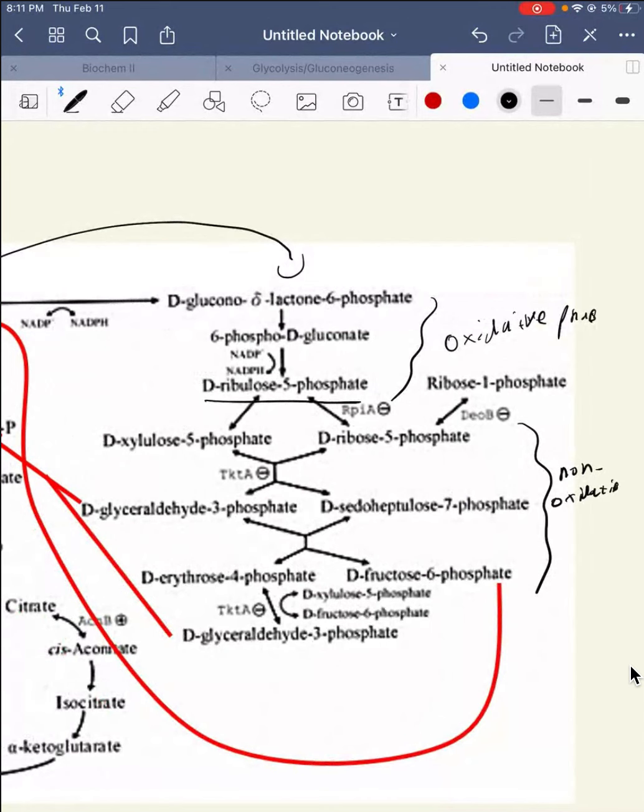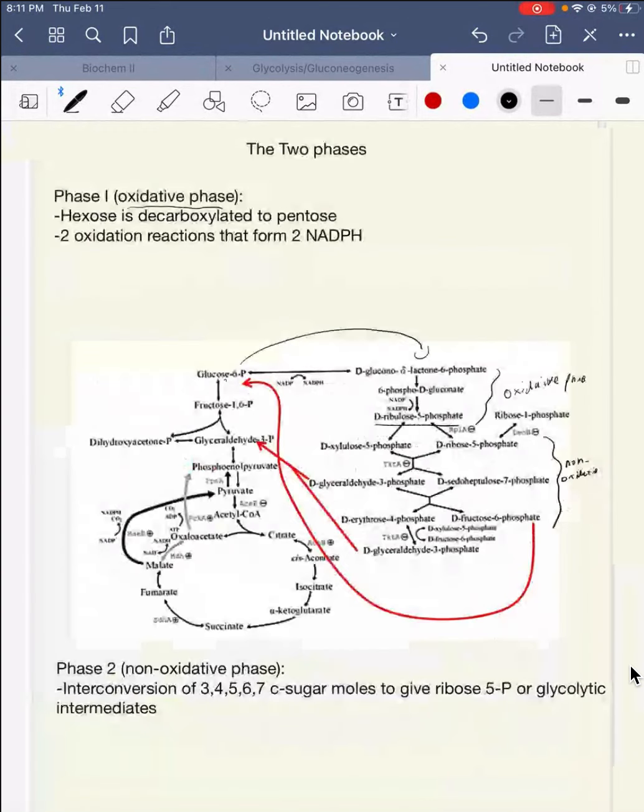Okay, zoom out. The oxidative phase makes two NADPH. We'll talk about the enzymes and substrates that make those. We have a hexose that's originally 6 carbons, and then it's decarboxylated to a pentose, which is 5 carbons. The non-oxidative phase is just a bunch of interconversions between the 3, 4, 5, 6, 7 carbon molecules. Eventually, we'll get ribose 5-phosphate. This has a lot of uses in the cell, which we'll talk about. And then we can also get some glycolytic intermediates that eventually end up in glycolysis.